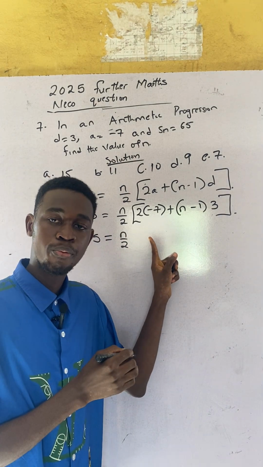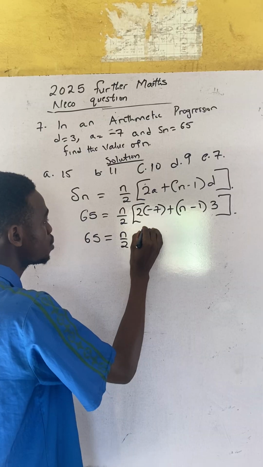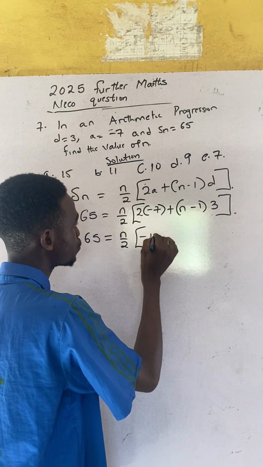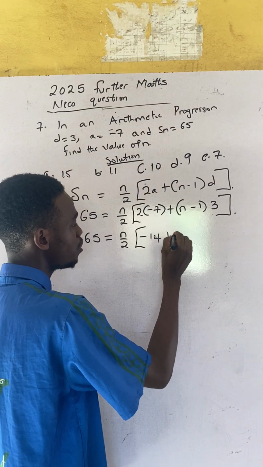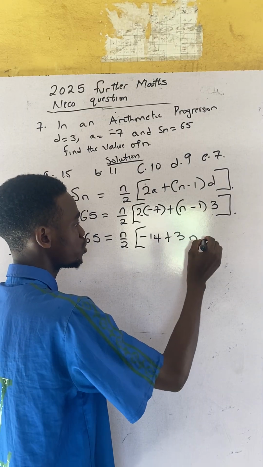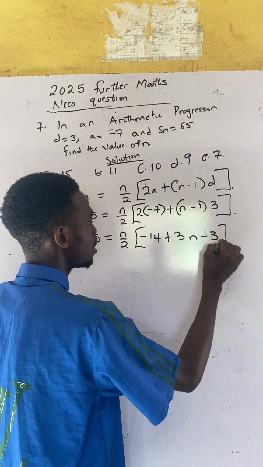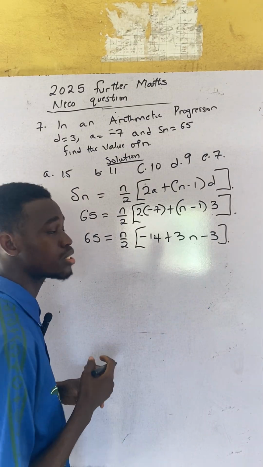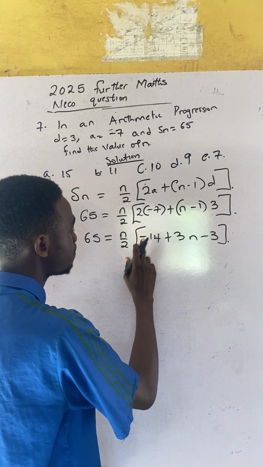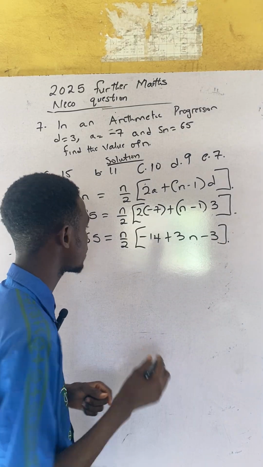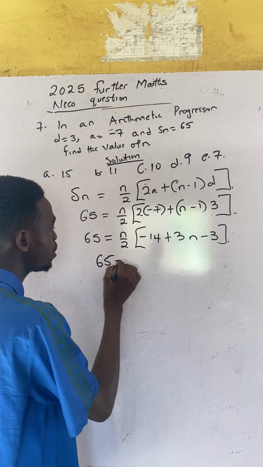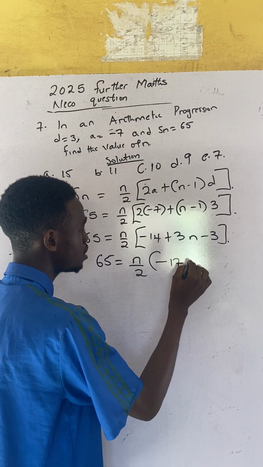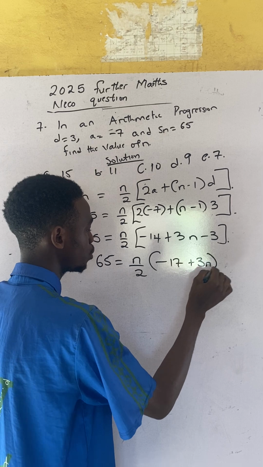Then we open this bracket. So this will be inside a bracket, 2 times minus 7 will give us minus 14, plus 3 times n gives us 3n, and 3 times minus 1 gives us minus 3, and we have this bracket. So the next thing to do is to open this bracket. Remember that minus 14 minus 3 gives us minus 17. So 65 equals n over 2 inside the bracket of minus 17 plus 3n, close bracket.